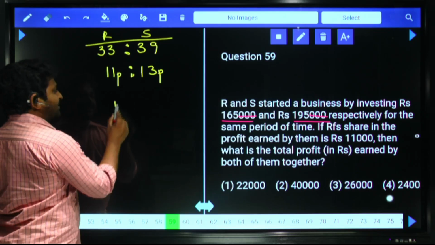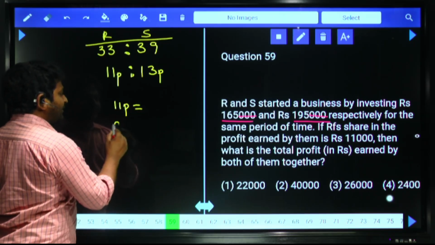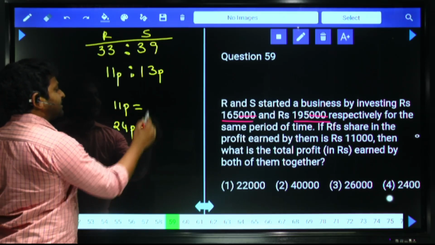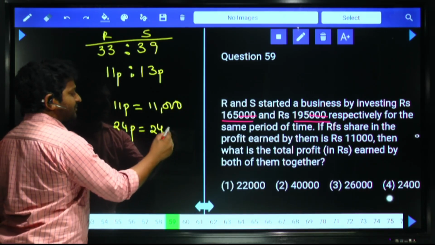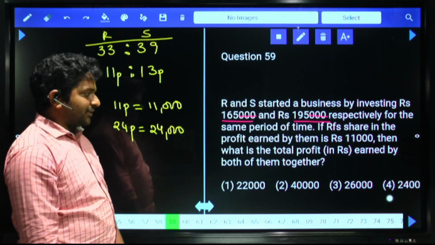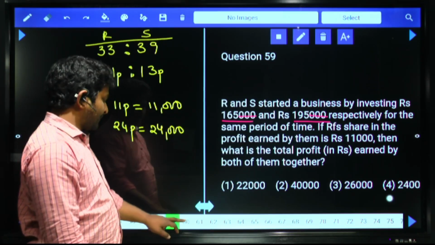R share 11 parts, total share అనేది 24 parts. 11 parts అనేది 11,000 అని ప్రాబ్లం లో ఇచ్చారు. 24 parts ఎంత అని అన్నారు. ఆన్సర్ షుడ్ బి 24,000. 24,000, fourth option answer.